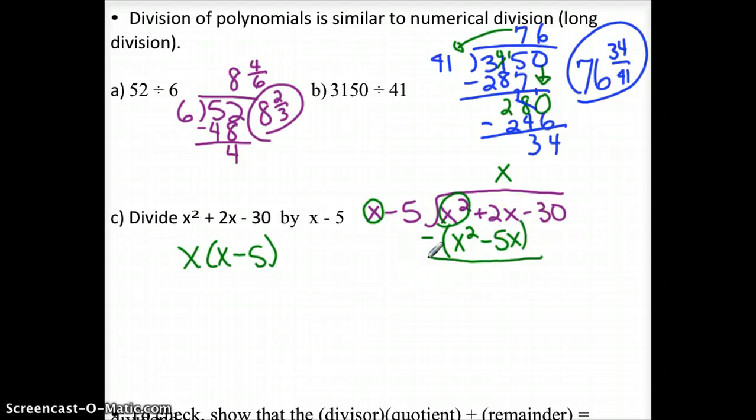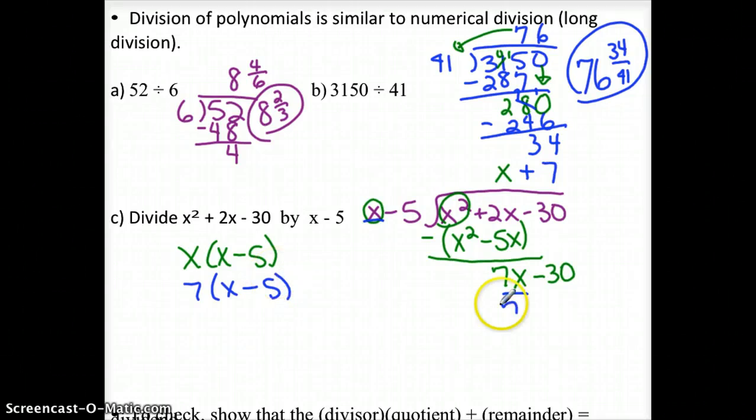So x squared minus x squared is 0, I don't need to put it. 2x minus negative 5x is 7x. So now I have 7x minus 30. All right, I'm going to do the same thing here. I'm looking at my leading terms first, so x and 7x. x goes into 7x 7 times, so I'm going to put plus 7 here. And 7 times the quantity x minus 5, again, write it out if you need to, otherwise just multiply in your head, is 7x minus 35.